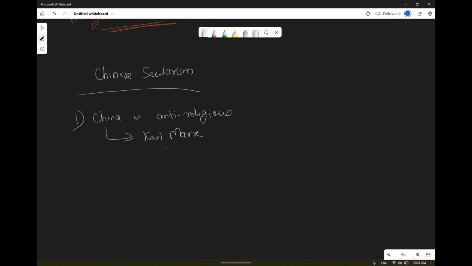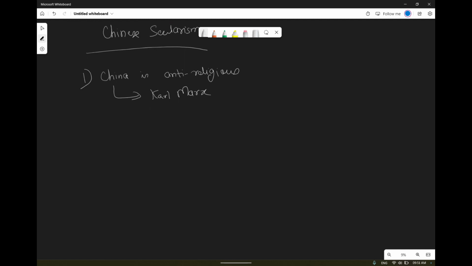Okay, Marx said that to abolish capitalism we should start a revolution, and this revolution will abolish capitalism, and thus the state will enter into equality, and poverty will be removed.